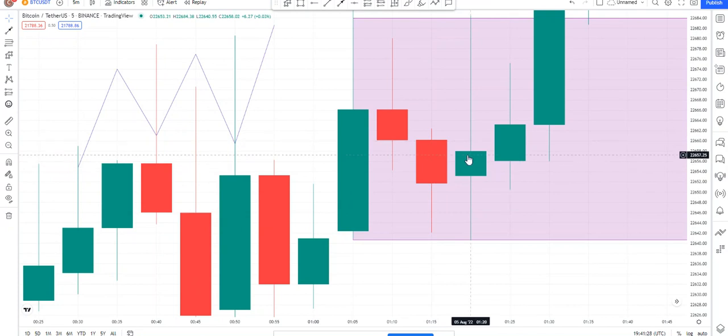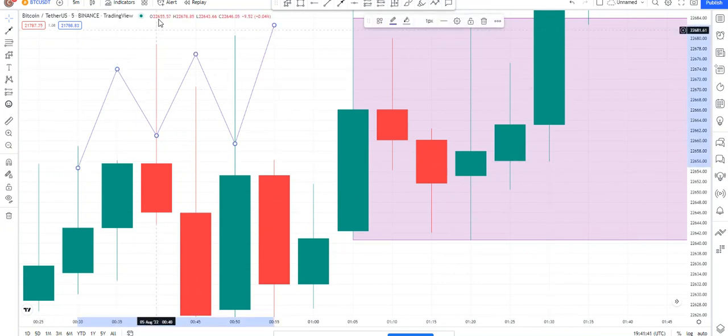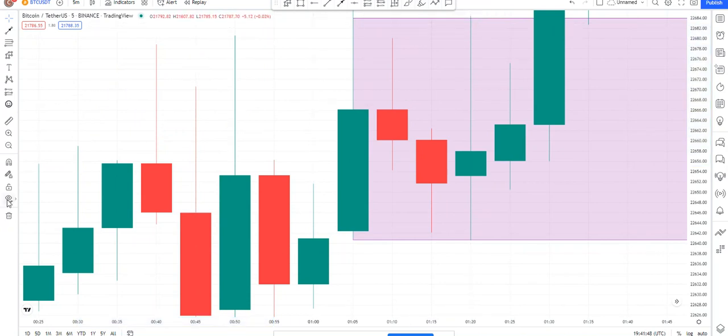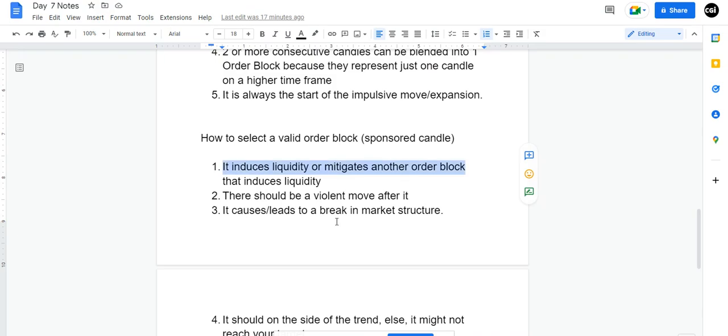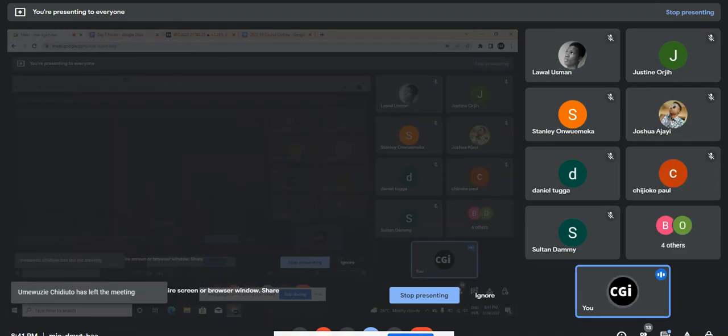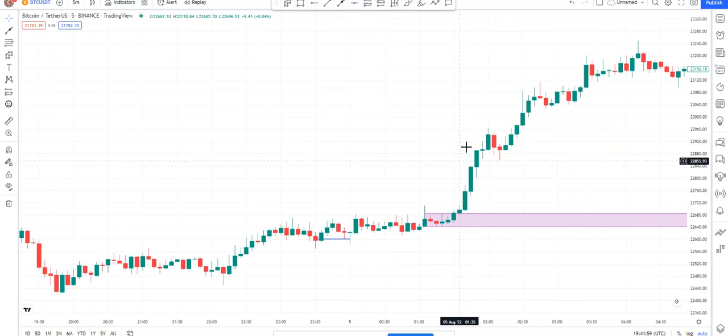But on this higher time frame, you have to learn how to understand what the candlesticks are telling you. That's why I gave you guys that video about blending the candles. By reading what this candle did, you can see that it went below a previous low and still continued a push higher. So what is another reason why we chose that candle as our sponsor candle or our valid order block? The second reason is that there should be a violent move after it, and you can see clearly we have a violent move after it.